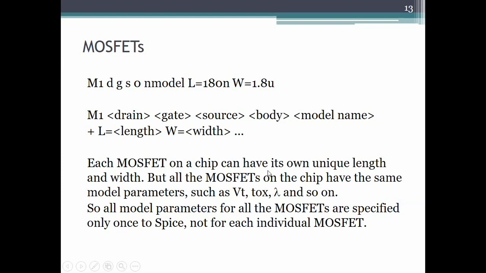So that's why one defines a model, and I'll come to the model specification in a bit, and one specifies the length and width of the MOSFET on the MOSFET line itself. So if I have 5 MOSFETs, I'll have M1, M2, M3, M4, M5. The model name will be the same. The length and width will be different for each of these 5 MOSFETs. So L and W must be specified for each MOSFET separately, but the model will be specified only once.